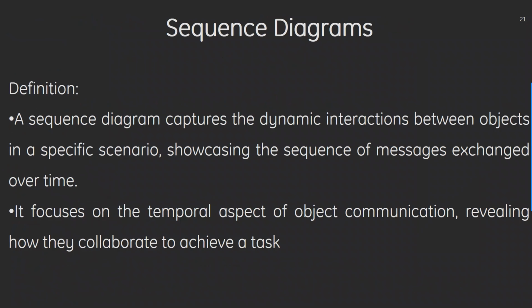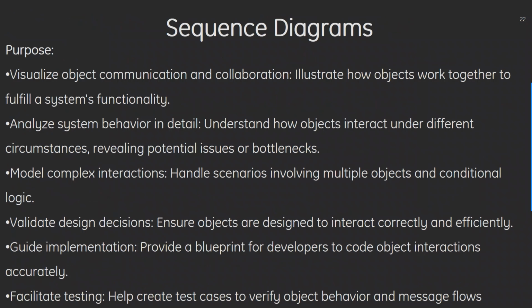Next, the third type is the sequence diagram. A sequence diagram captures the dynamic interaction between objects in a specific scenario, showcasing the sequence of messages exchanged over time. It focuses on the temporal aspects of object communication, revealing how they collaborate to achieve a task. So what is the purpose of having the sequence diagram? We can visualize object communication and collaboration, illustrate how objects work together to fulfill a system's functionality, and then we analyze system behavior in detail.